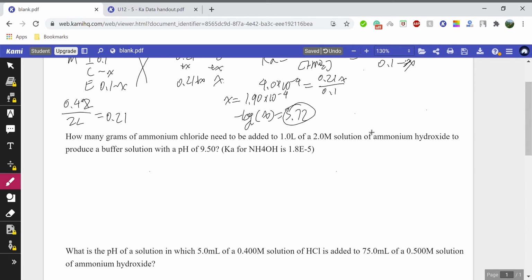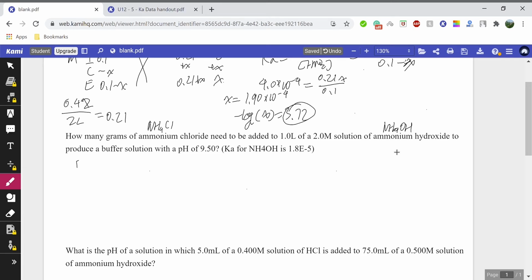Next, how many grams of ammonium chloride, NH4Cl, need to be added to a 1 liter solution of 2 molar ammonium hydroxide, NH4OH, to create a buffer solution with a pH of 9.5?